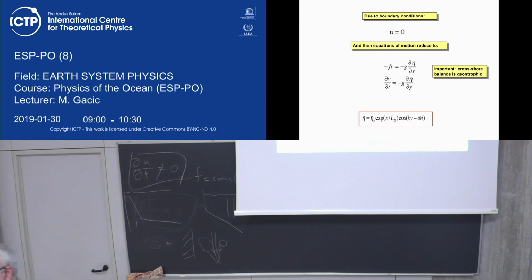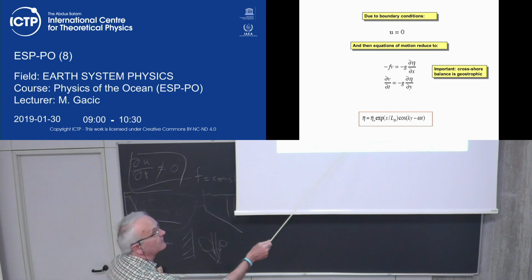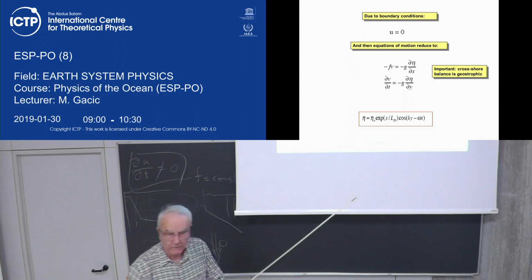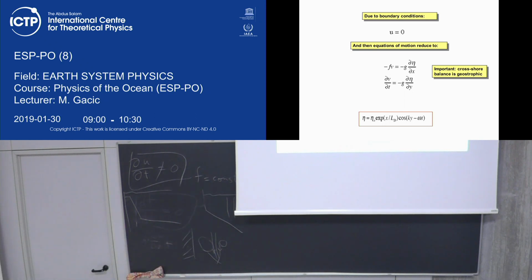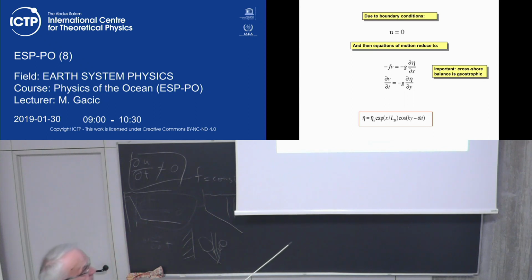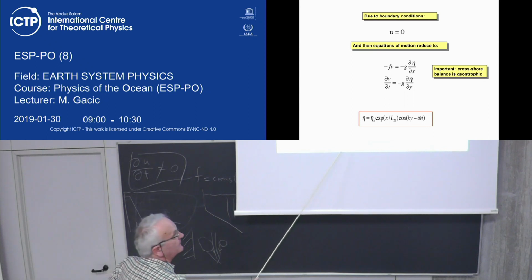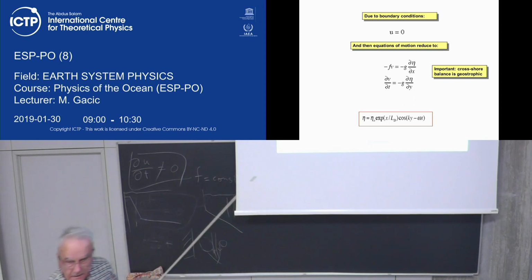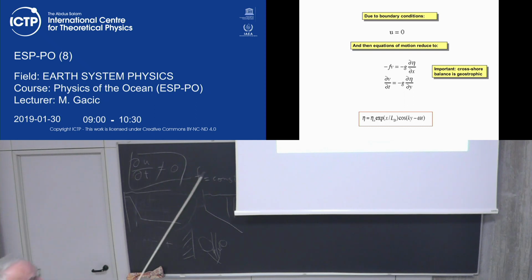So Kelvin waves have a velocity parallel to the coast, which is a function of time, and the component perpendicular to the coast is steady. This is a very interesting and very important characteristic of the Kelvin waves. The solution is this, where this is the solution for the sea level. So the sea level looks this way.